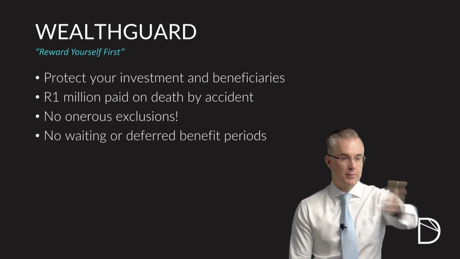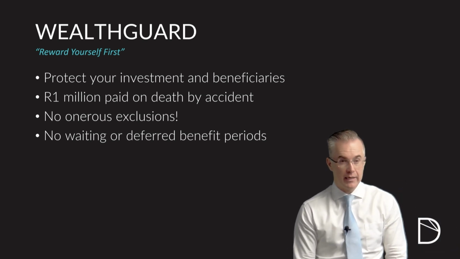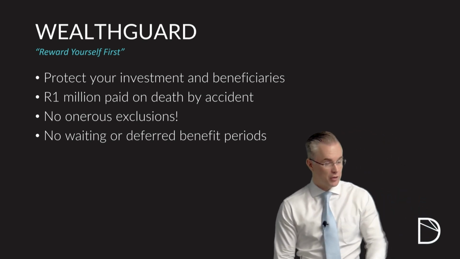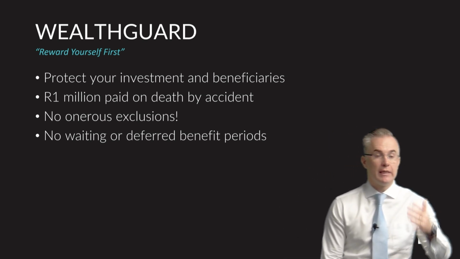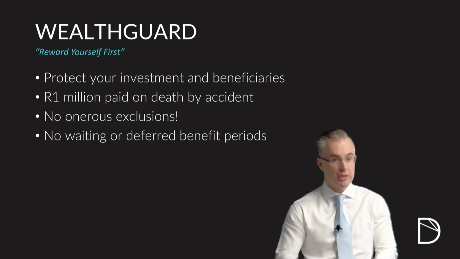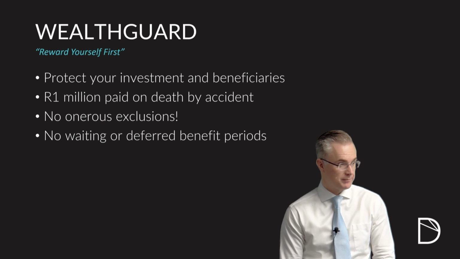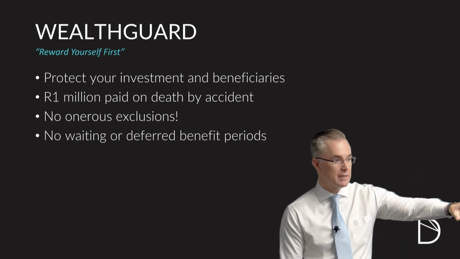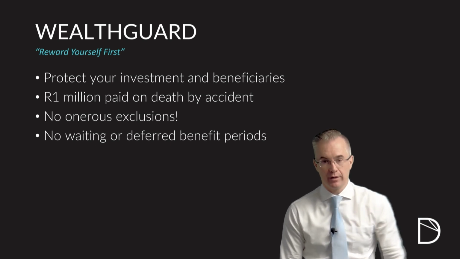We have an older lady whose husband couldn't get life insurance, so he took out the WealthGuard policy, and he died in a terrible accident. He was a guy who worked with his hands, and he died when a machine cut him open, and he bled out. She got R1 million now. She's in her late 60s. She's got R1 million to retire on now.